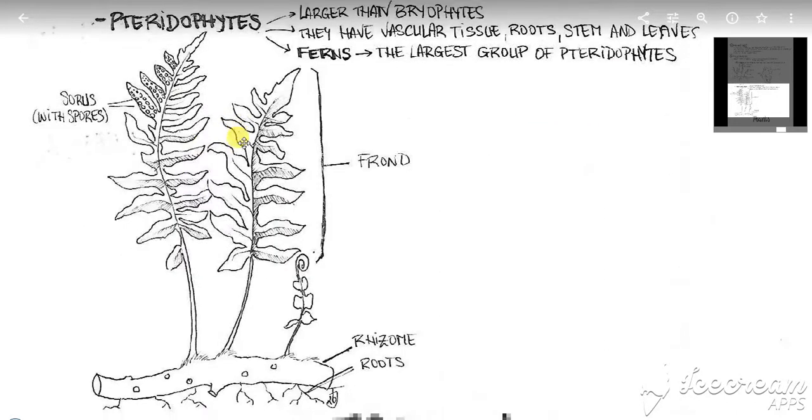Y aquí tenemos un dibujo donde se representan las raíces. Aquí sí hay raíces verdaderas porque hay especialización en tejidos. El rizoma, que en inglés se dice rhizome. Y después tenemos el fronde, que sería la hoja que está dividida o pinnada. Frond in English. Y en vez de las hojas están los soros. In English, sorus, with spores.